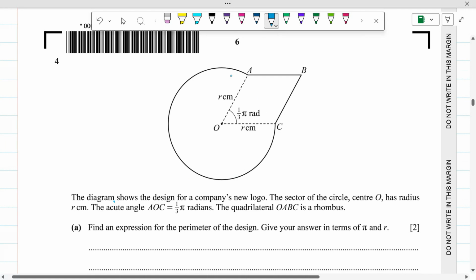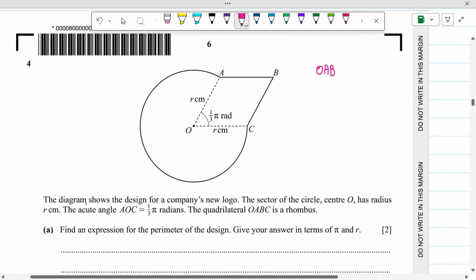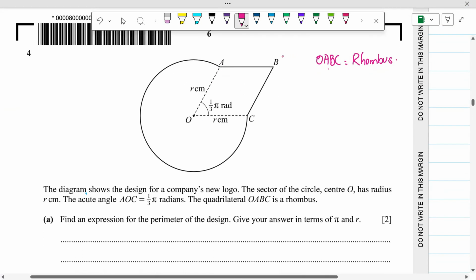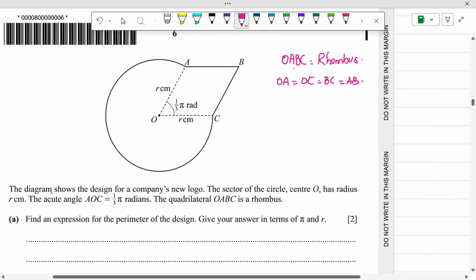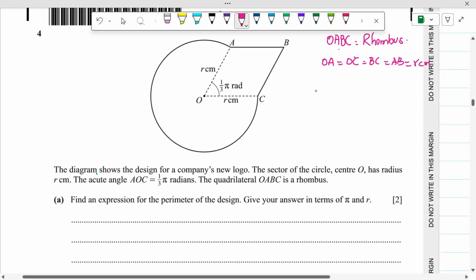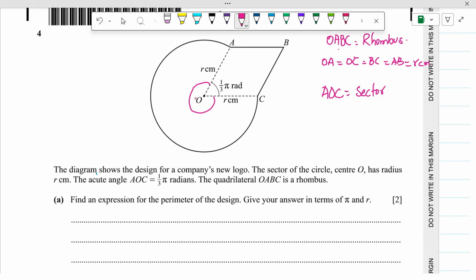Okay, we have the company logo and OABC is the rhombus. We know that a rhombus has all sides equal, so OA equals OC, which equals BC, which equals AB. And this is equal to the radius, so all these sides are equal to R centimeters. This is the rhombus, and there is a sector AOC which has the angle, this one, which can be found by subtracting pi by 3 from 2 pi.